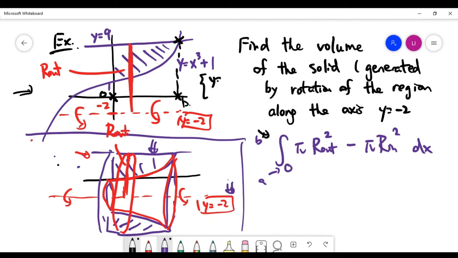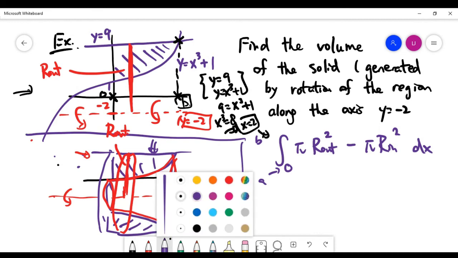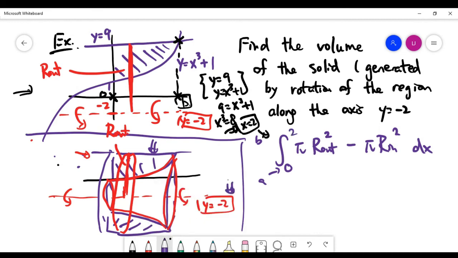The two lines are y equals 9 and y equals x cubed plus 1. If you set them equal, you can solve the equation, which is x cubed equals 8, which means x is 2 in this case. It means that this b is actually 2. So let me put it in the formula now. And that's the first step.